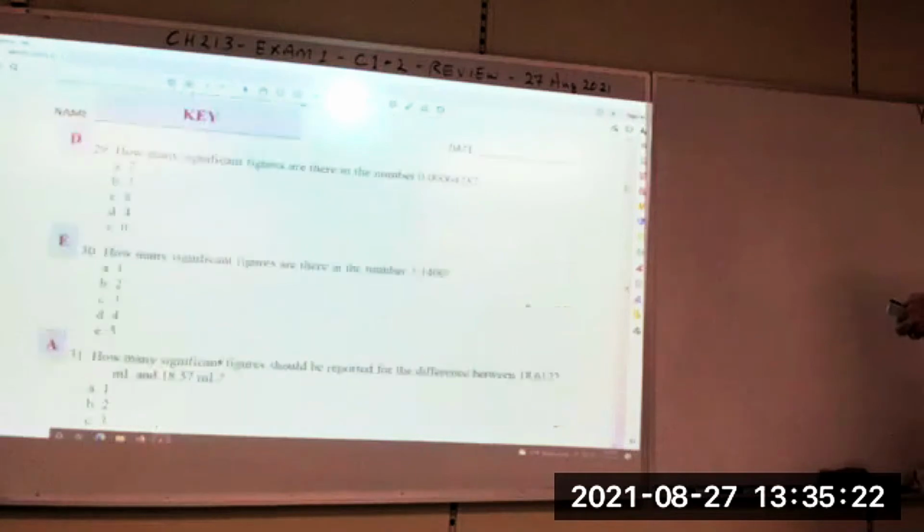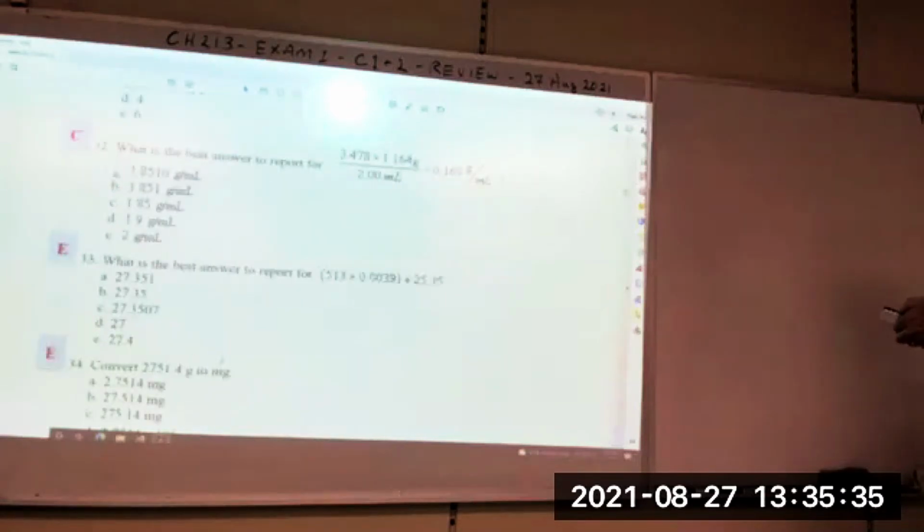Let's see, those are just following the rules. Significant figures are in there in a number. You just have to know the rules for this one. Here's a complicated one. That times that divided by that, then subtract. I think that's the way that should be done.